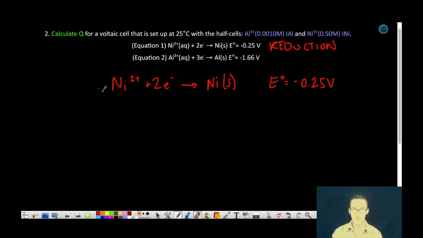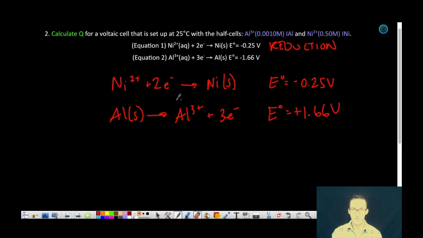We are going to have to flip the second reaction, so we're going to end up with aluminum being oxidized here, or losing electrons to form the 3+ ion. Keep in mind, our reduction potential is going to stay the same magnitude, but we have to change the sign to positive 1.66 volts. Then you want to make sure that you have the same number of electrons gained as you are losing. Each nickel ion is gaining 2 electrons, while each aluminum atom is losing 3 electrons.